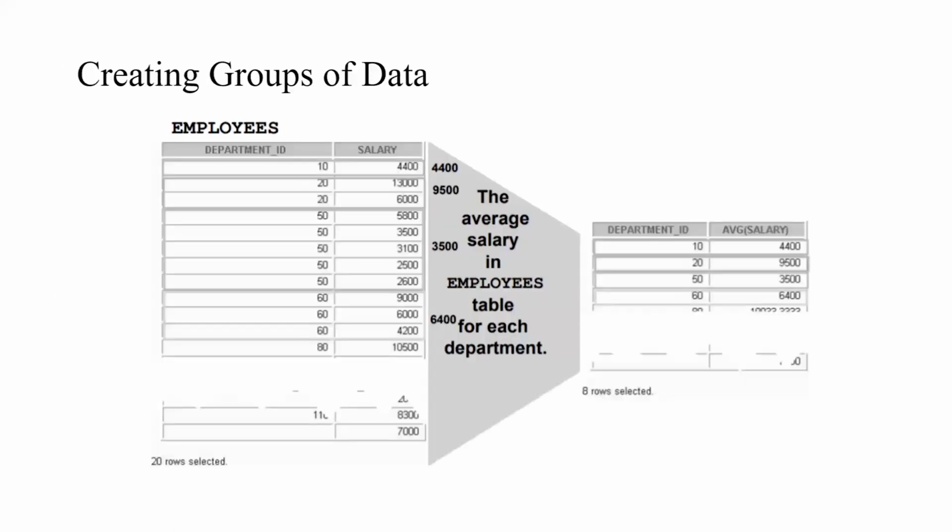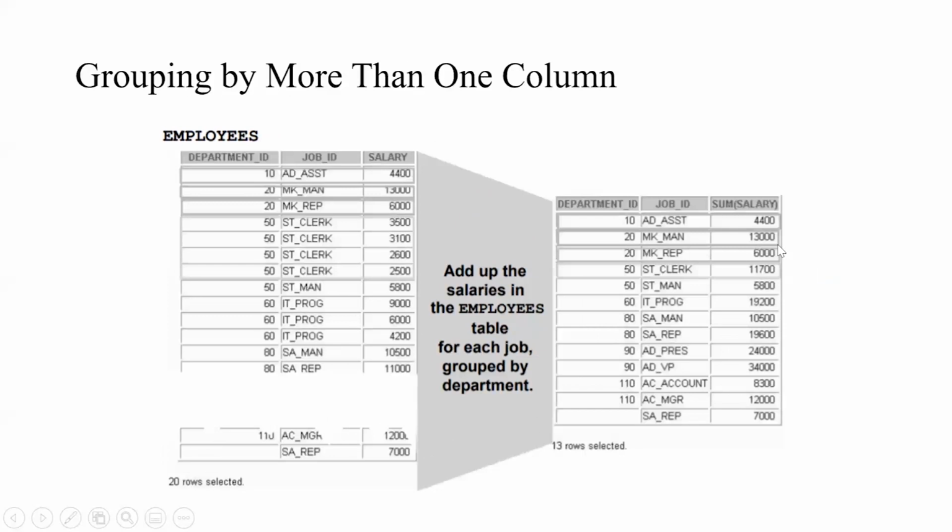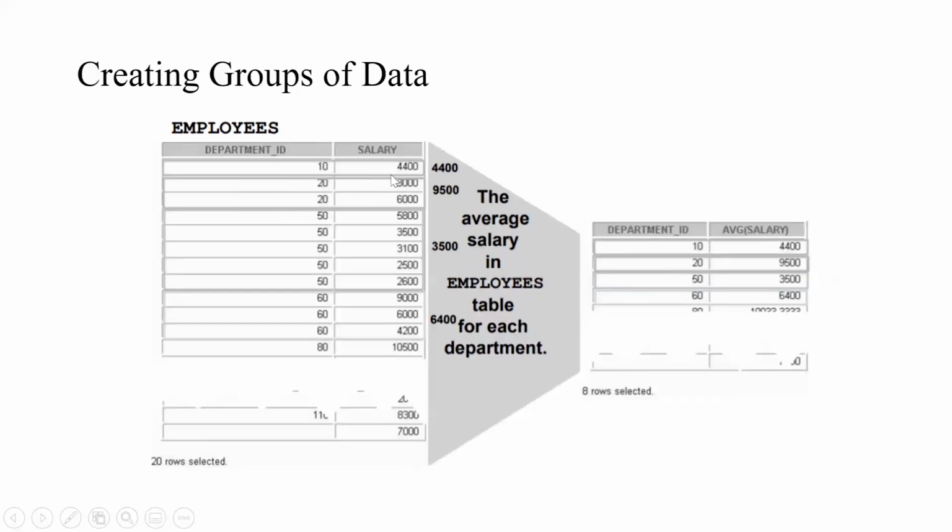Let's see, creating groups of data. If you see here, employees. If I do a GROUP BY department ID, what's happening is this is the data, right? So for department 10, I only have one person, so 4400 is what comes here. Now for 20, I have two employees, with salaries 13,000 and 6,000. The average of these two is 9500, and this is what we get here. Next, for 50, I have 5 rows. The average of these 5 rows is 3500, and that is what we get there.